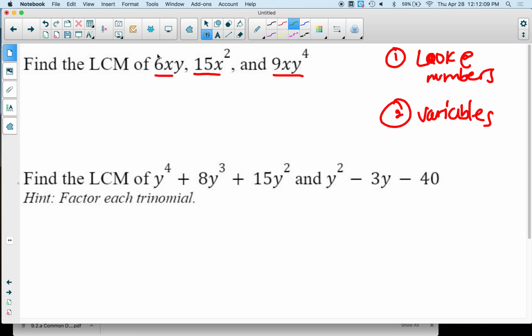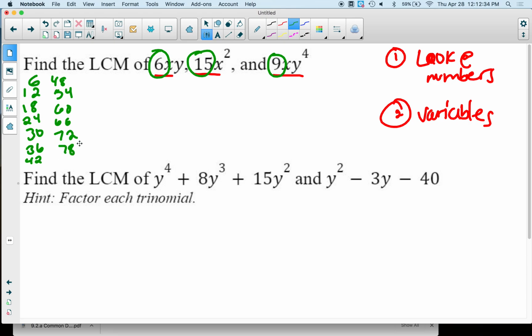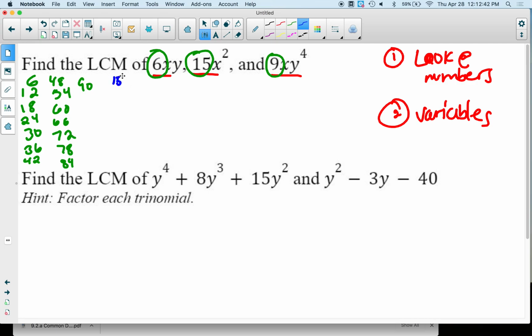So looking at 6, 15, and 9, we can just start writing out multiples of 6. 6, 12, 18, 24, 30, 36, 42, right? You can just keep going. 48, 54, 60, 66, 72, 78, 84, 90, all right? And then for 15, we can start writing out multiples of 15. 15, 30, 45, 60, and I suggest, guys, that you just keep doing this.